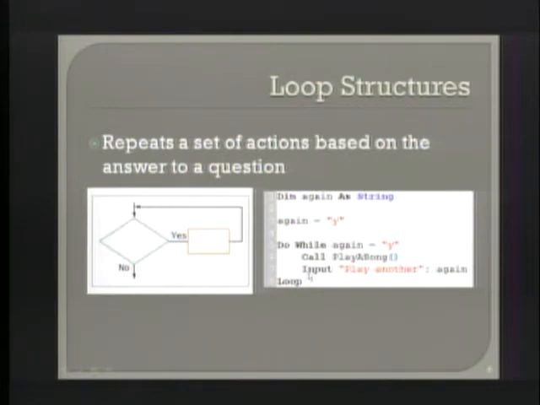Once they hit something other than y, it will come and ask the question, and it will no longer be true that again equals y. So it will fall out of the loop and come down below line 8, whatever comes next.